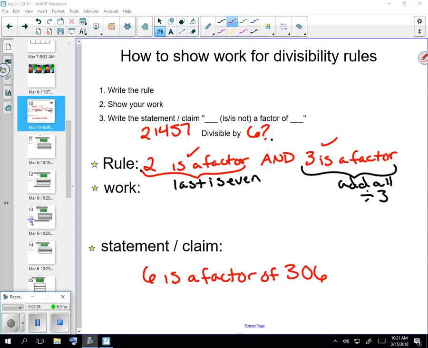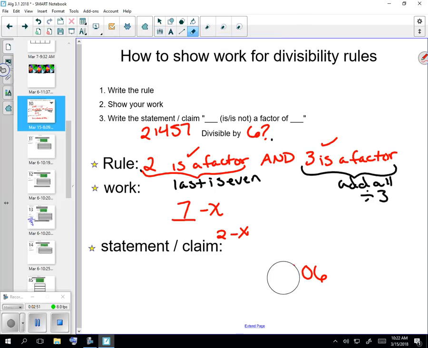Is 21,457 divisible by 6? Well, our rule, I left it written out, is 2 is a factor, which means our last digit is even, and 3 is a factor. Add all the digits, divide by 3. So let's check. My last digit is 7. That is not even. So that means 2 is not a factor. Right now, we could say that 6 is not a factor of that number.